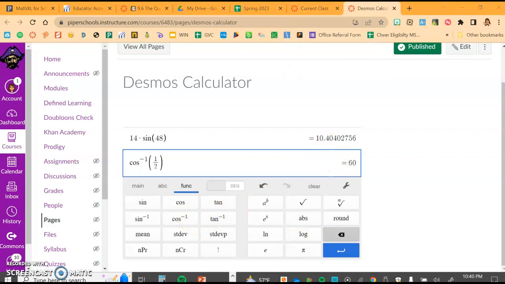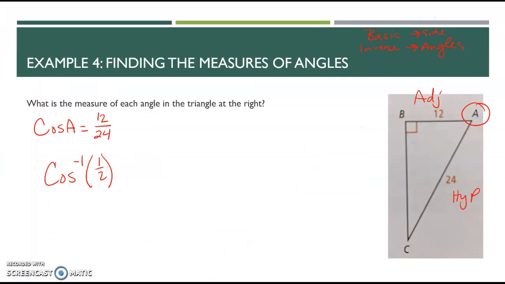So then we go back to our problem here, and we know that the measure of angle A equals 60 degrees. We can also put the fact that the measure of angle B is 90 degrees, so we know that much. Now, to find angle C, you've got two methods.